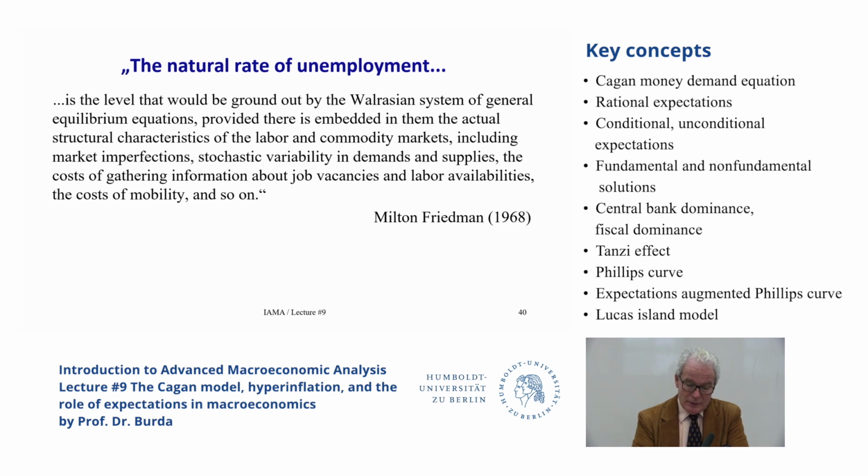He called it the general equilibrium, involving the characteristics of demand and supply for labor, the demand for commodities that are complements or substitutes, market imperfections, shocks, variability in supply and demand, the costs of gathering information for the unemployed people and for firms to find workers, the costs of mobility, et cetera.